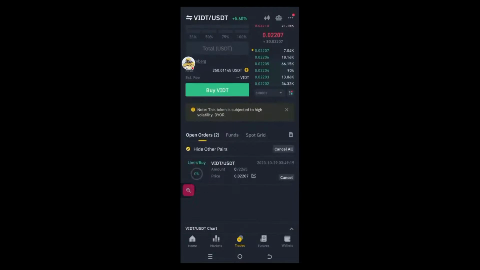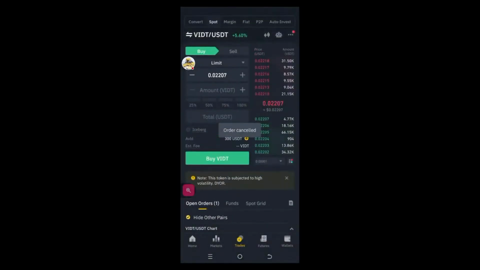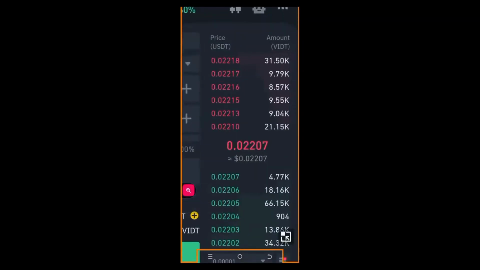Looks like it's in the queue, but I can cancel that. Okay, that means it wants me to buy at a higher price. 2210.